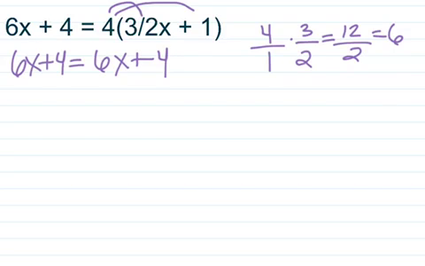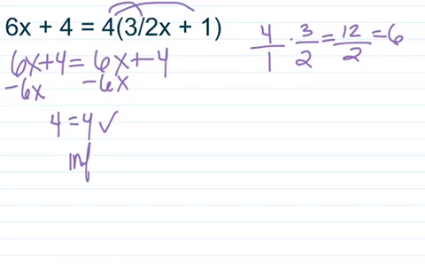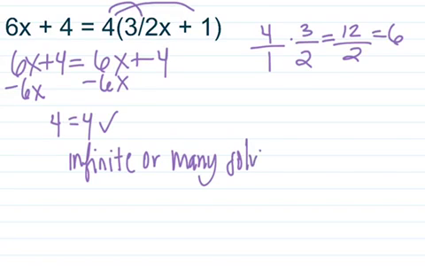So again, you want to get your variables on the same side, but watch what happens. If I subtract 6x on both sides, now I have 4 equals 4. Well, is that true? Yes. So this is a special solution as well, where it is infinite or many solutions. A lot of times when I do this, I just do the infinity sign. Okay, so that works because it's always going to equal each other.